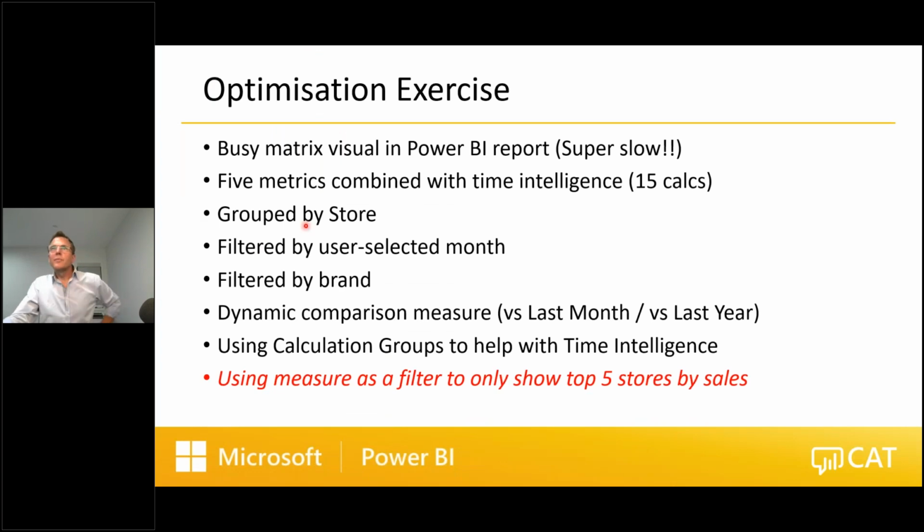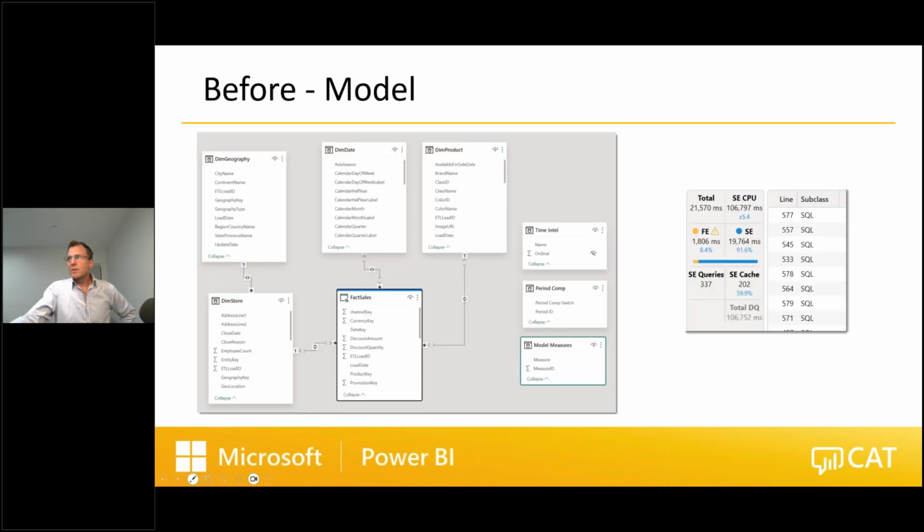So what did we do? We had a busy matrix, we had 5 metrics, we grouped by store, filtered by user selected month, filtered by brand. We had a dynamic metric. We were using calculation groups to help with time intelligence. We were using a measure as a filter. This is normally very, very inefficient. We started with a model like this, lots of storage engine queries, very slow, very expensive, a lot of compute. Imagine one person looking at this, let alone 10, 50, 100 people looking at this report.